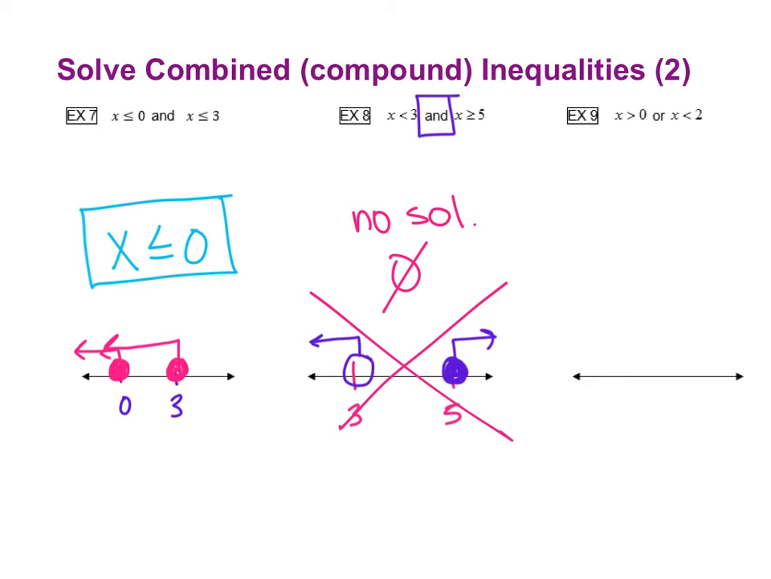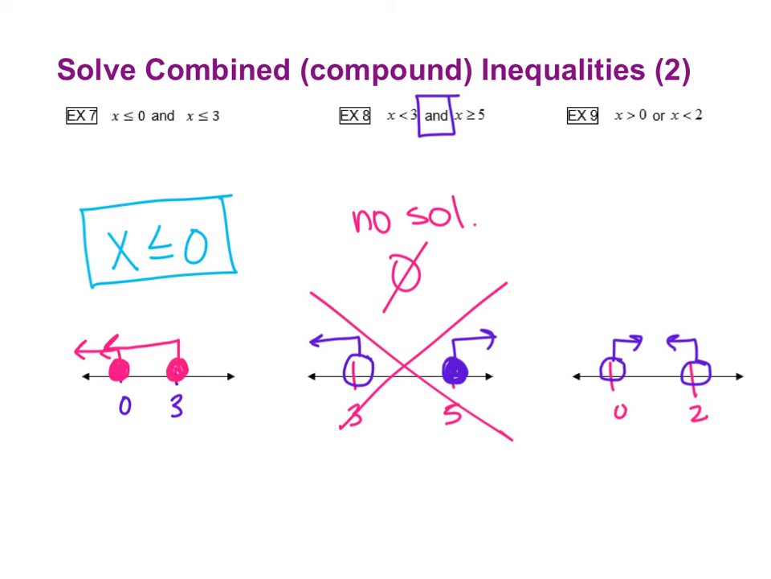Alright, last one here. Solve for x again. So we have x is greater than 0, so here's 0, or x is less than 2. So x is greater than 0 has an open circle, shading to the right. Or x is less than 2, so open circle, shading to the left.